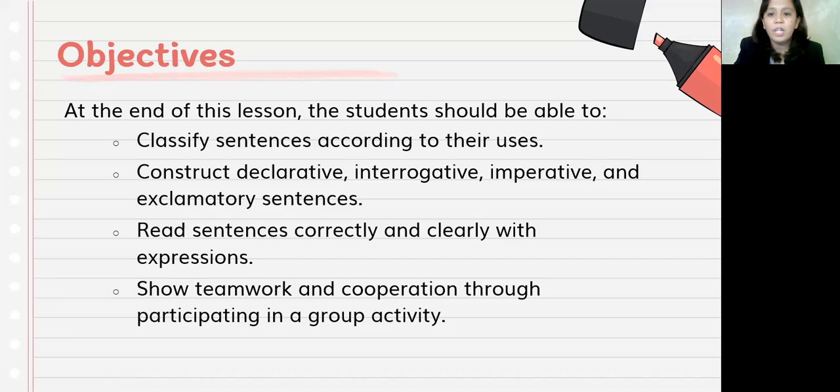So I hope you lend me your ears and focus on what will be discussed. So I hope you have a great learning process today. Okay? So ready? Yes, ma'am. All right. So let's start.